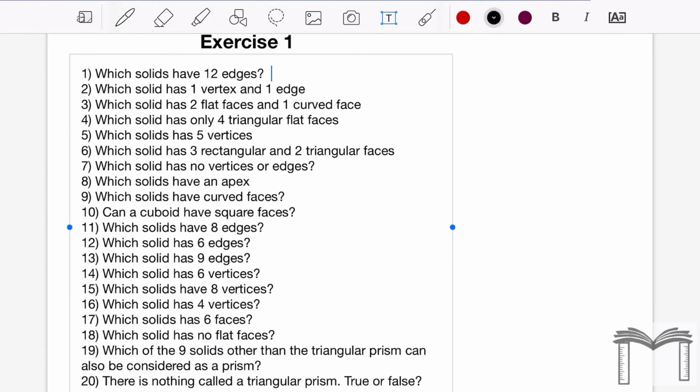We will now go through the solutions. Ensure that you have attempted all of the questions before looking at the solutions.